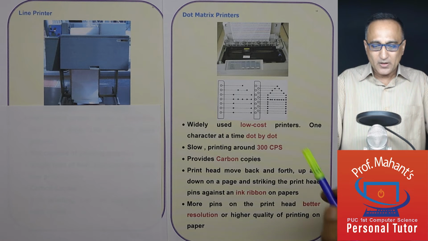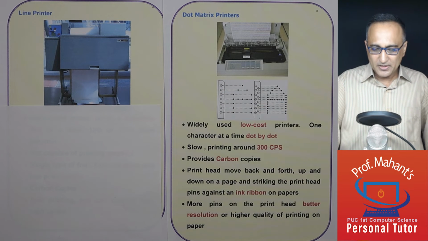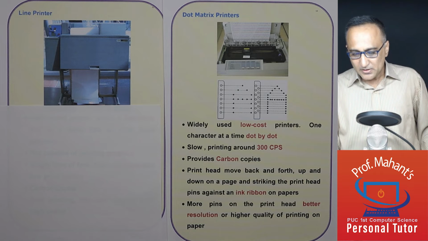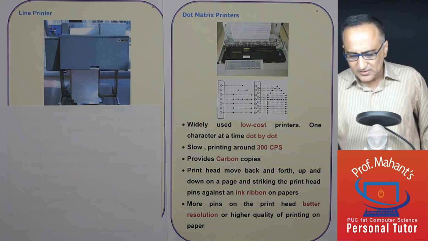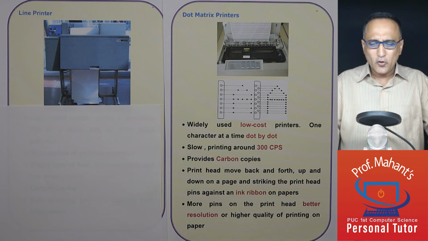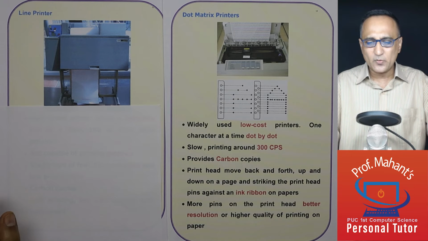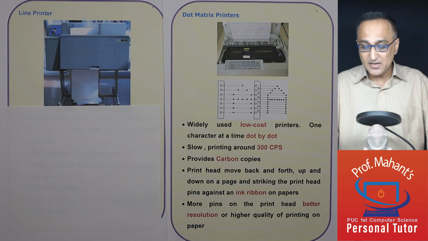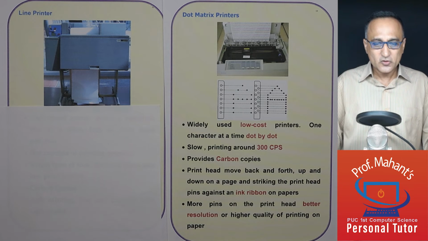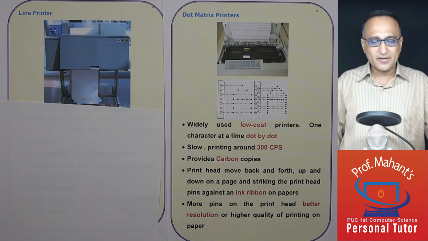As I have told you earlier, the more the number of pins, the better the quality of output. So this particular printer is used for low quality printing. You can print graphics, you can print color using colored ribbons, but generally it's used for black and white printing, and it's extremely noisy. So this is all about your dot matrix printer.